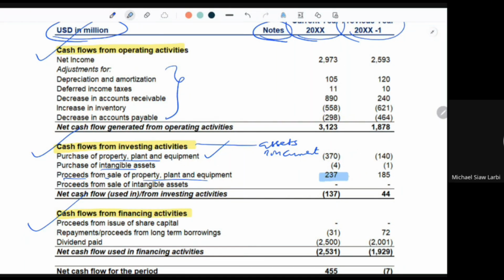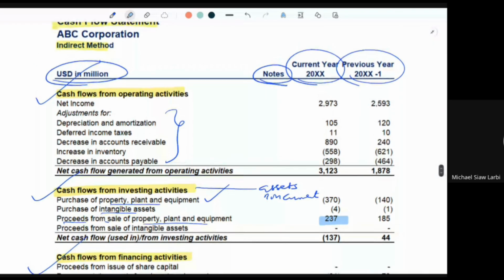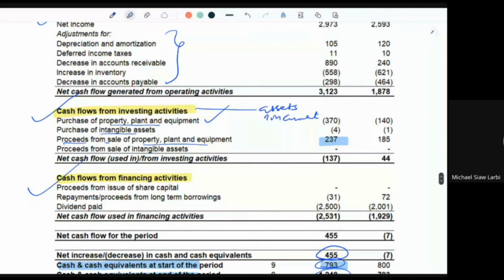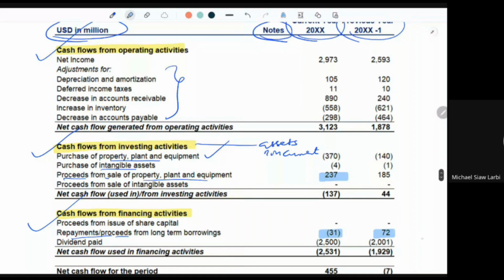Proceeds from sale of PPE, 237, no bracket. We got $237 million in cash. This statement is pure cash, okay? From selling our assets. Financing activities is basically your inflows and outflows from raising money for the business, whether it is debt or equity. So proceeds from issue of share capital is zero because we didn't make any money from issuing shares this year. But repayments or proceeds from long-term borrowing, it means in this year, we paid $31 million to our bank in terms of paying off our loan. But the previous year, we went for a loan of 72. That's why there's no bracket. 72 no bracket means inflow.